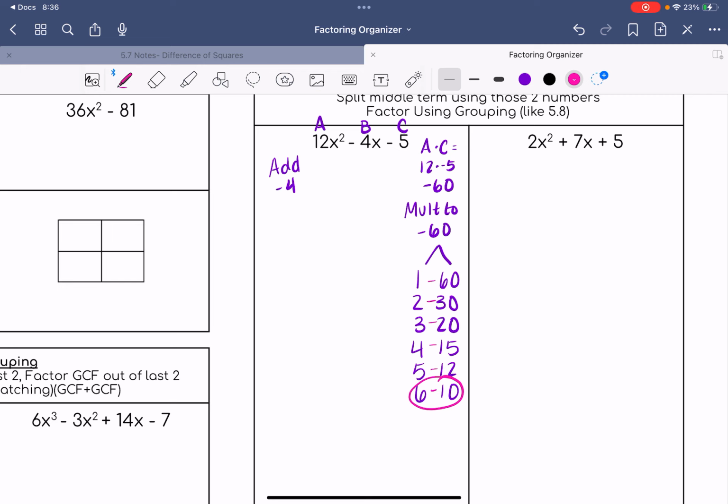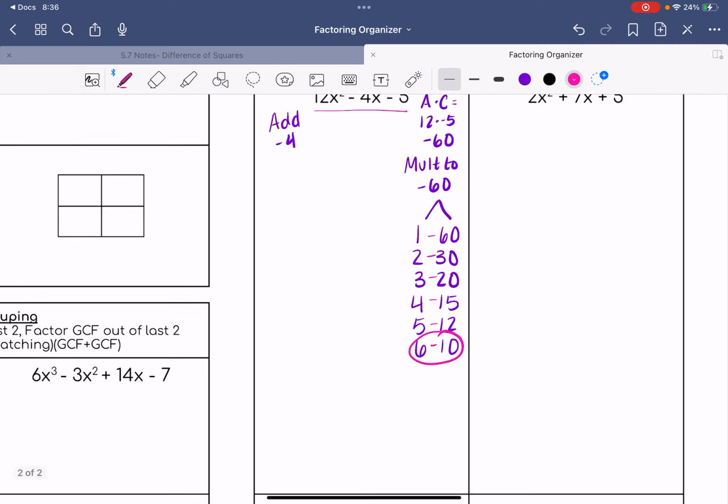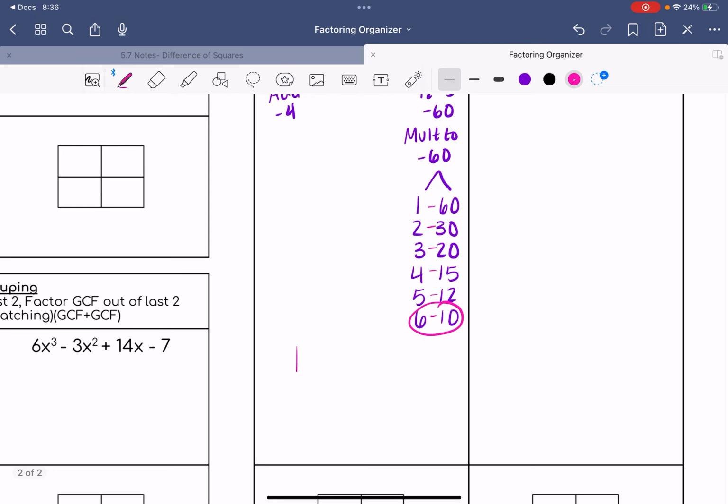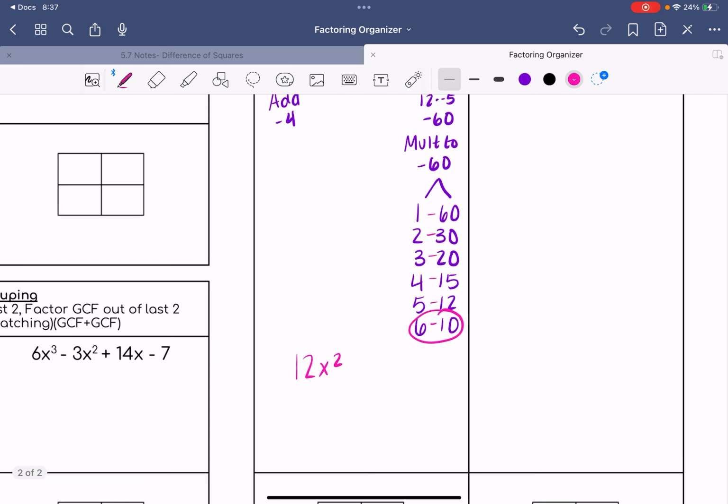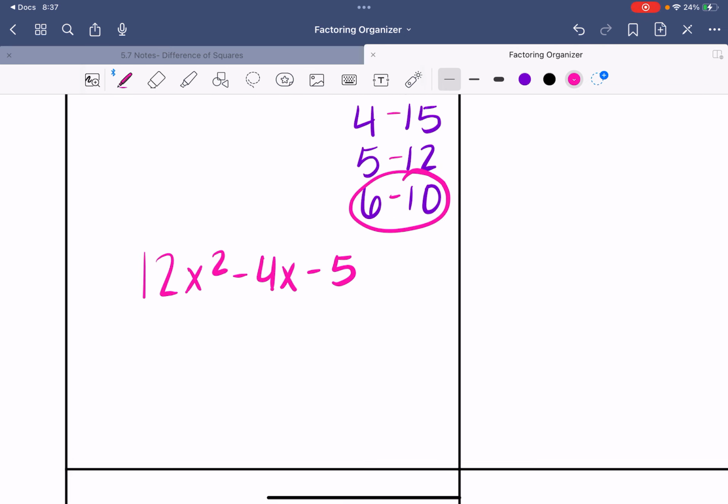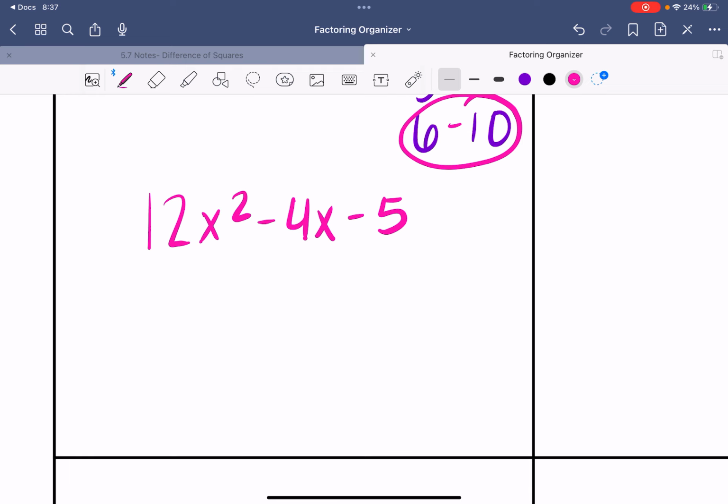So what I'm going to do now is I'm going to take this original problem. I'm going to rewrite it down here so you guys can see it on the screen, because I'm going to zoom in a second. 12x squared minus 4x minus 5. And now we are going to split our middle term using that 6 and negative 10. So that's going to be 12x squared plus 6x minus 10x minus 5. And the reason why we're allowed to do that is I'm like uncombining like terms. That's 6x minus 10x there. We could uncombine those to be that negative 4x.